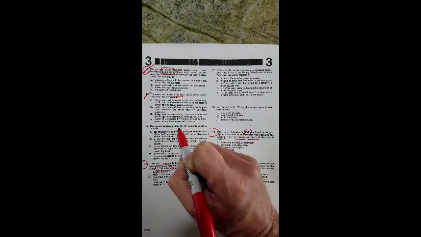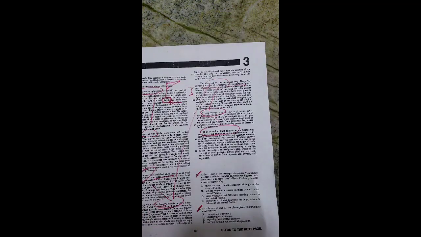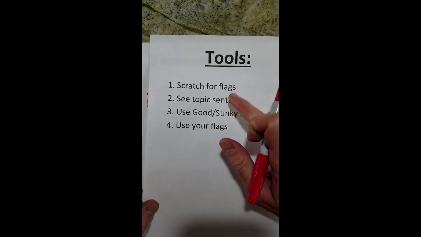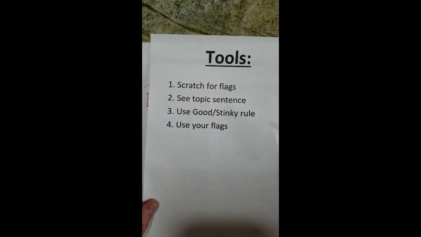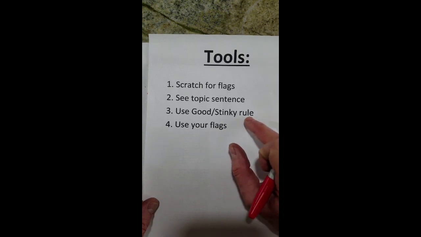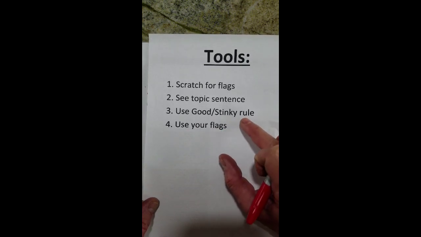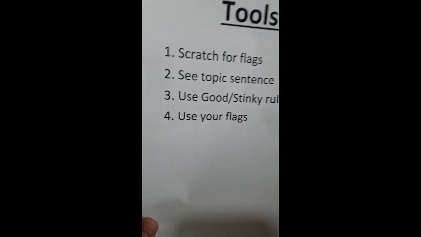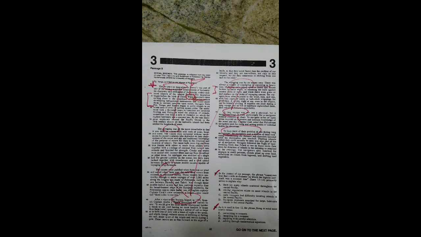Now we have all the questions done up to 14. Let's attack problem 15. It's lines 18 through 33. Remember the tools. When you come over here, we are in a new paragraph. So what we want to do is scratch for flags. Look for but, yet, however, although, for instance, moreover. Also look at the topic sentence. If you do find a flag in the passage, we're going to use the good stinky rule. If they're asking you to evaluate a sentence, don't be shy about using the good stinky rule. The sentence is either going to be positive or negative. Go ahead, pause the video here and do problem 15.